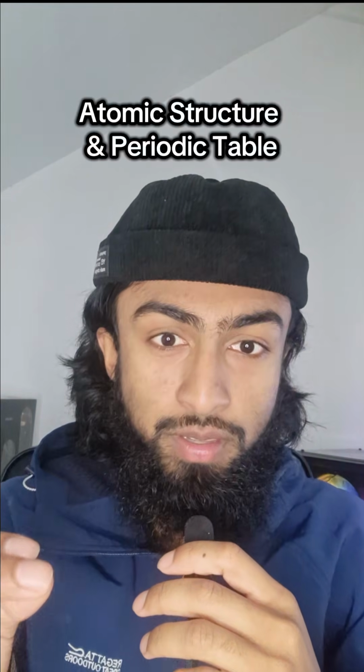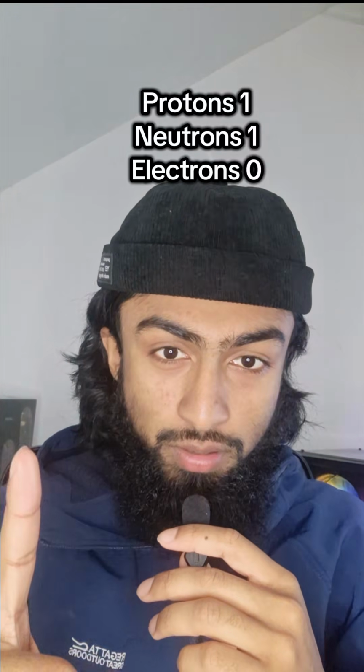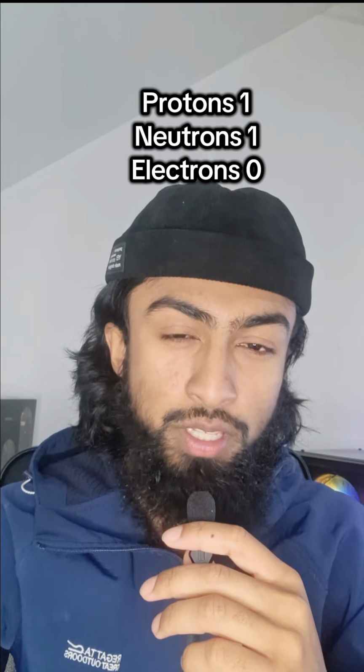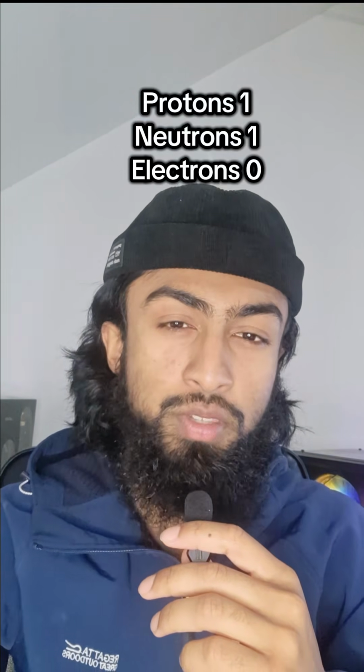Let's talk about their mass first, okay? Protons, their mass is 1. Neutrons, their mass is 1. And then electrons, they pretty much have no mass. You ignore it. It's very, very little, like 0.0005.